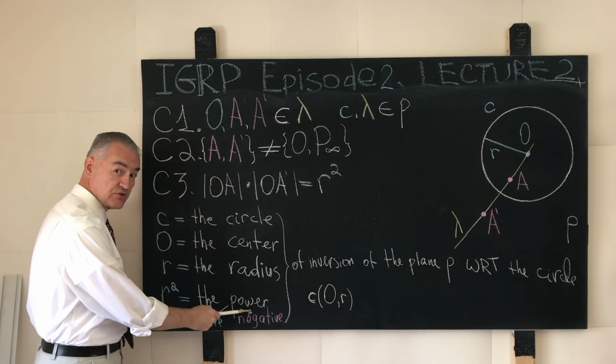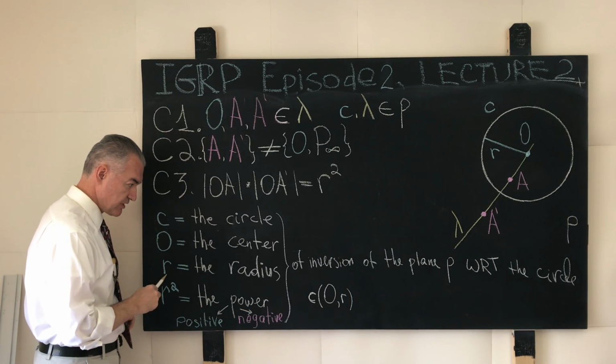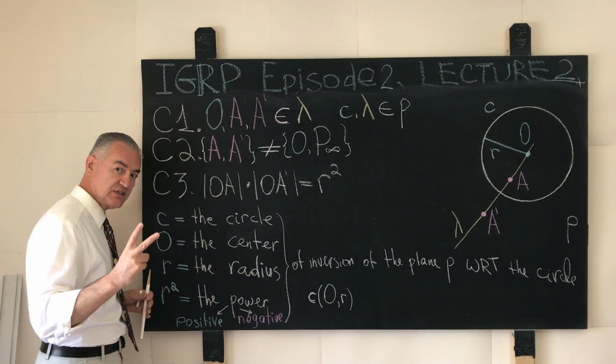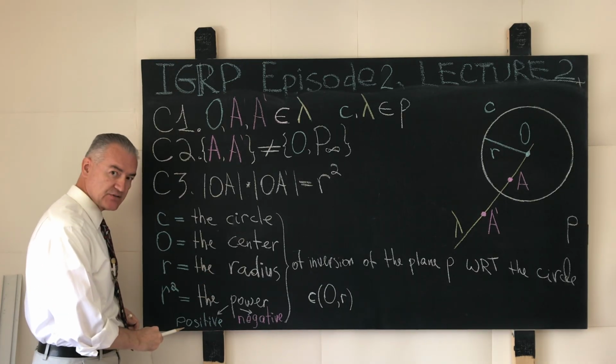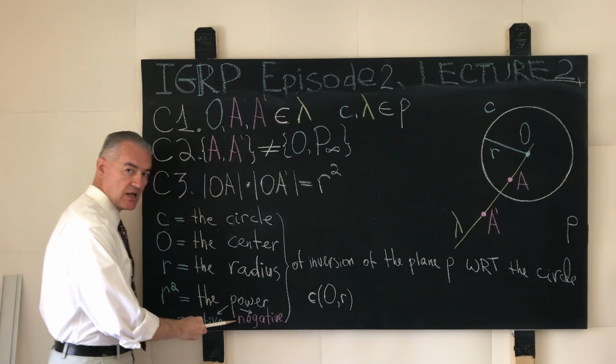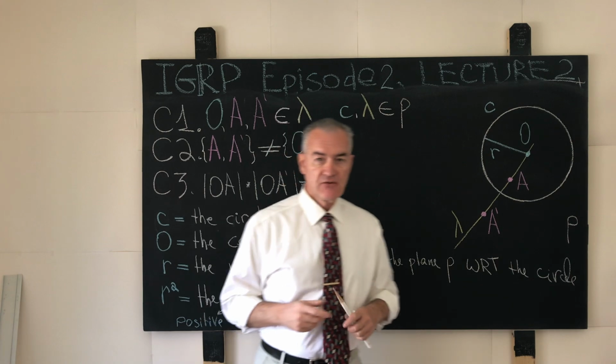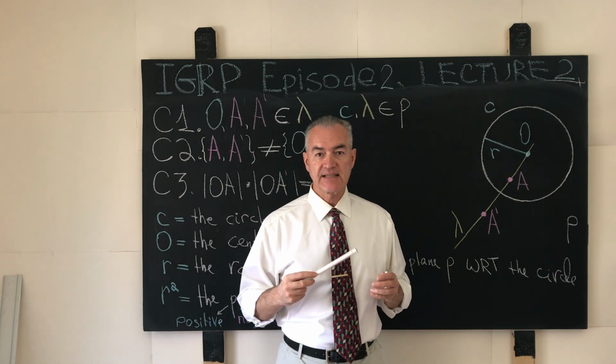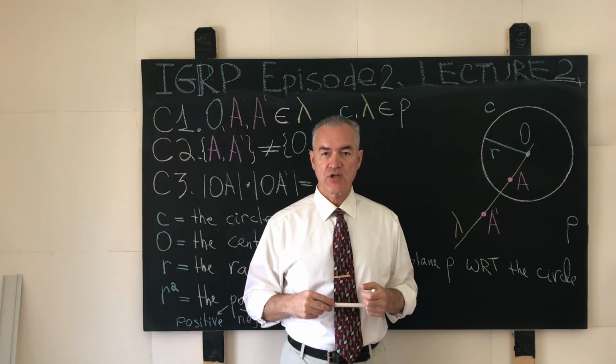The power of inversion, which is the square of the radius of inversion, comes in two distinct flavors: the positive power of inversion and the negative power of inversion. And these flavors of the type of the power of inversion are defined as follows.